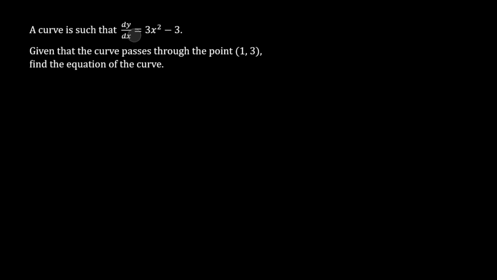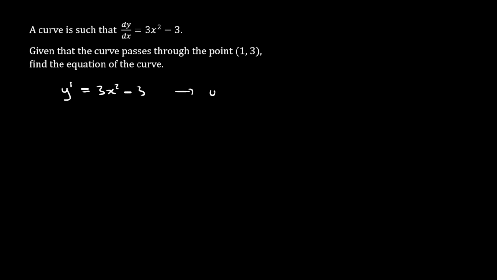We've got a curve where we know that dy/dx is equal to 3x squared minus 3. But we also know that the curve passes through this point here, (1, 3). We want to find the equation of the curve. Well, okay, the first job is to reverse the differentiation. So we know that y prime is equal to 3x squared minus 3.